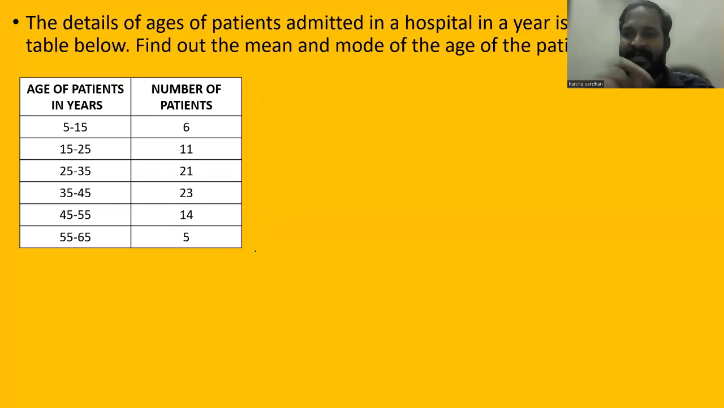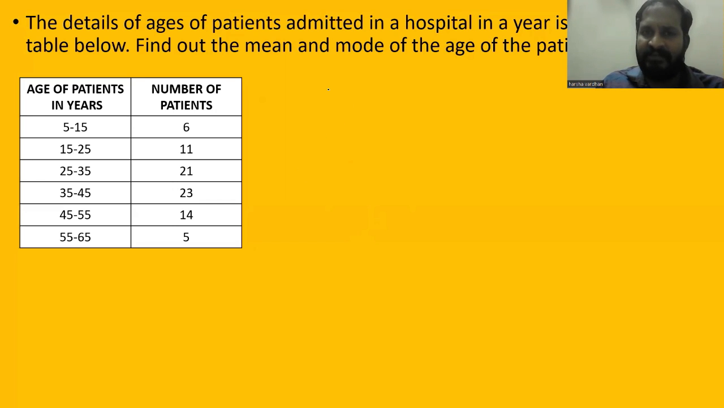Or else they will say that the given data is for question numbers 20 to 22 or 22 to 23. In this manner, they will ask questions from this area. Definitely, I am saying that questions will be asked from mean, median, and mode. There is no doubt in that. So we will see the age of the patients.